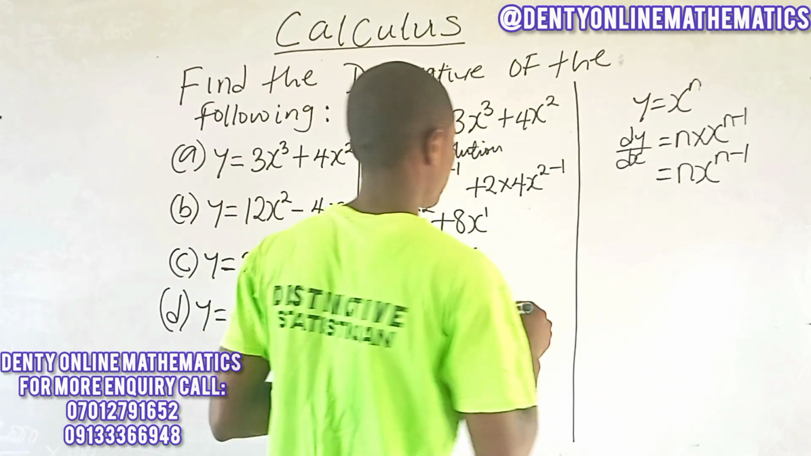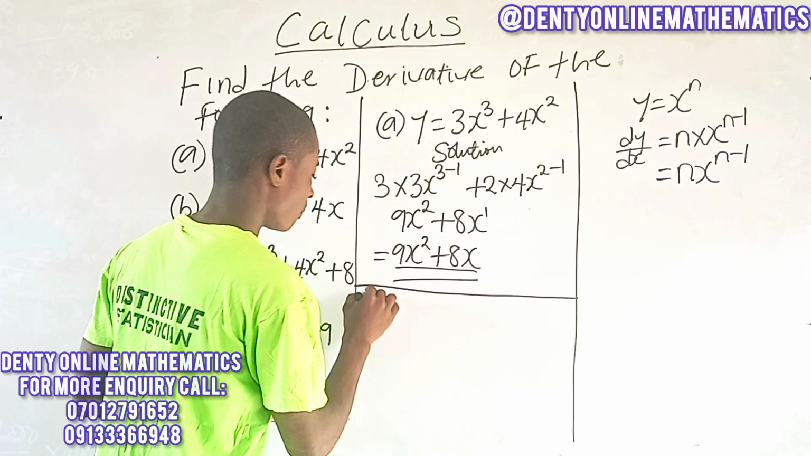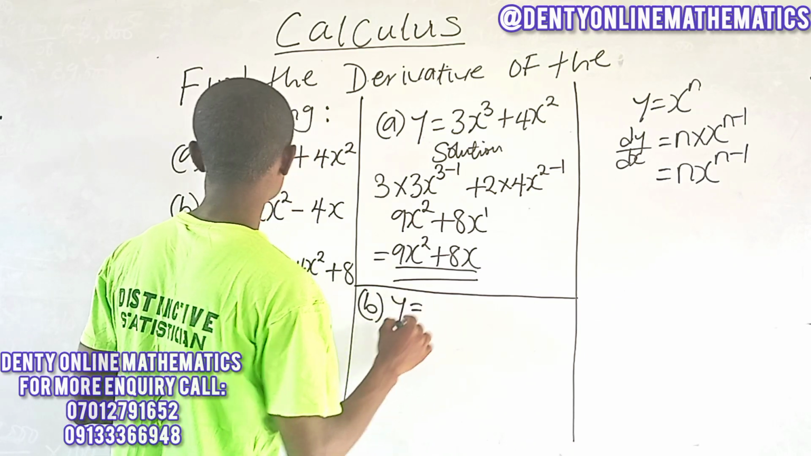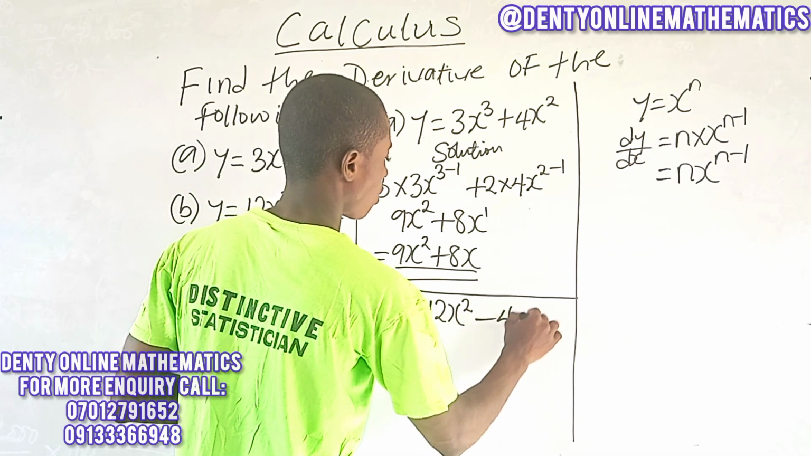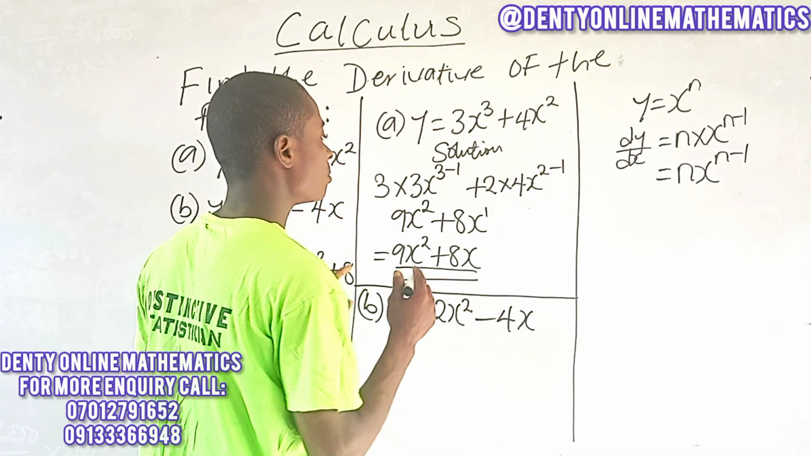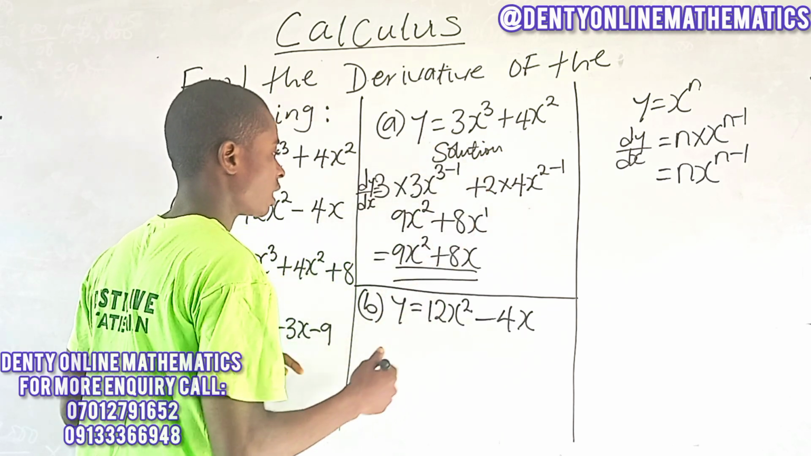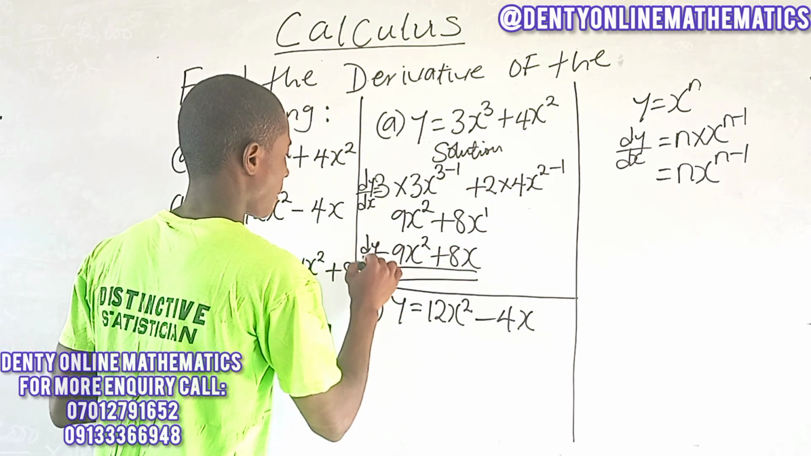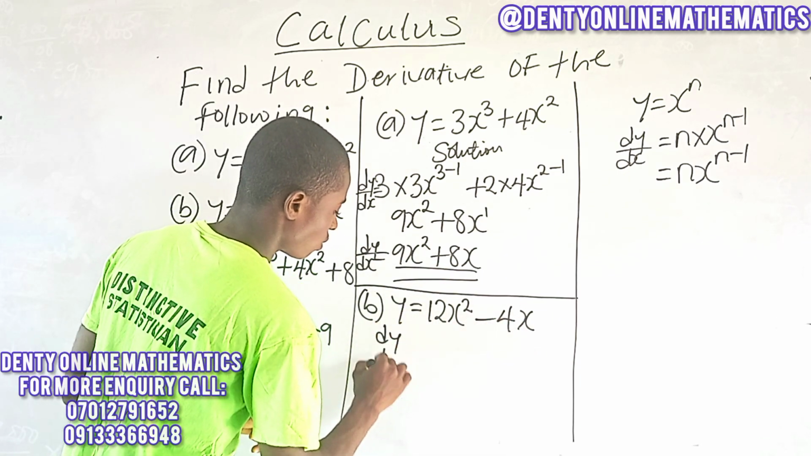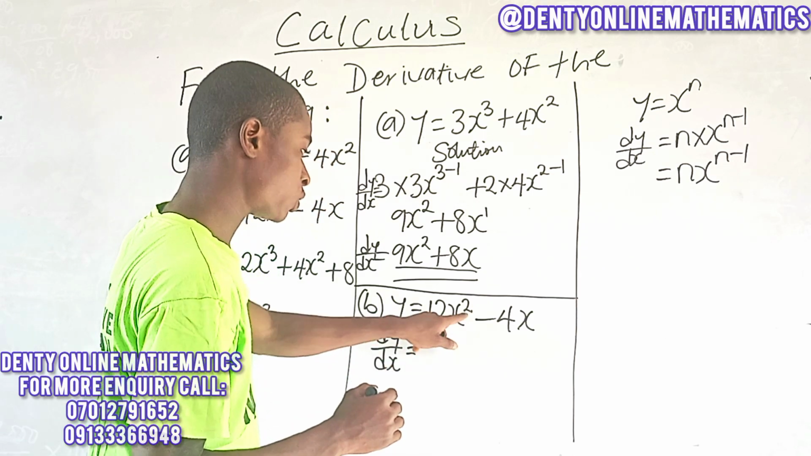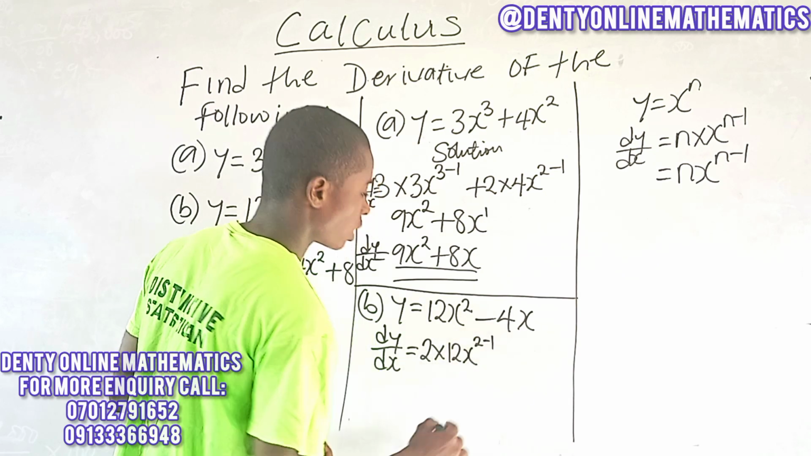Now, the second one. If we are taking our b, remember our y is equal to 12x squared minus 4x. Now, using that same principle, dy over dx is equal to, if you want to differentiate this, bring the power down: 2 times 12x to the power 2 minus 1.